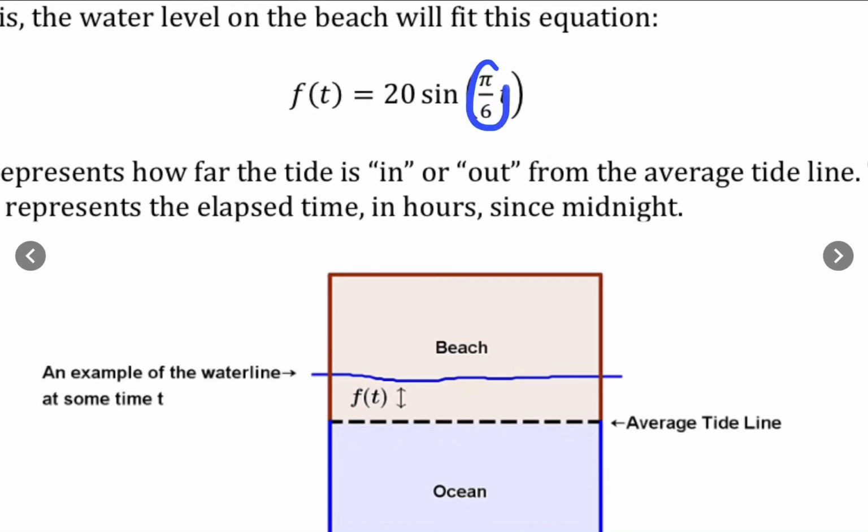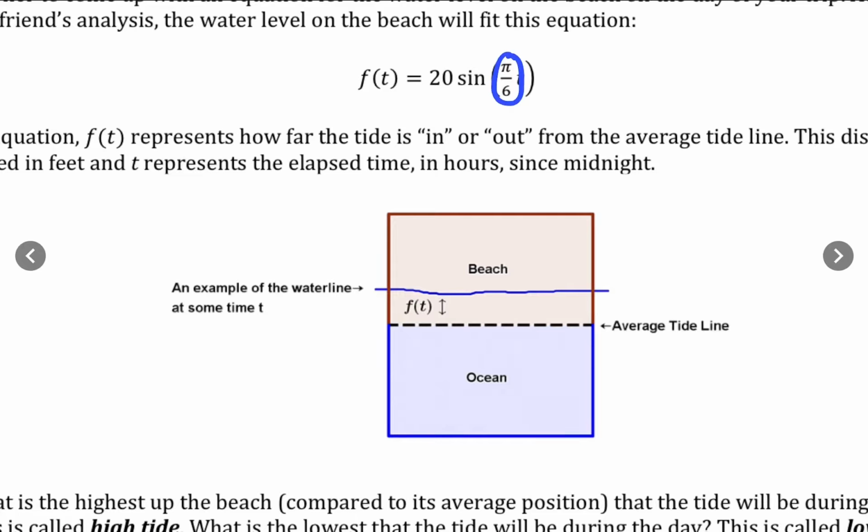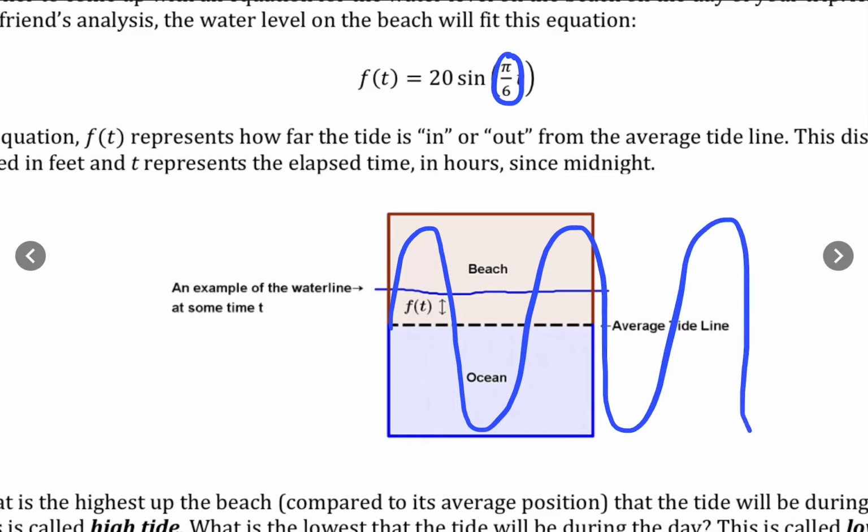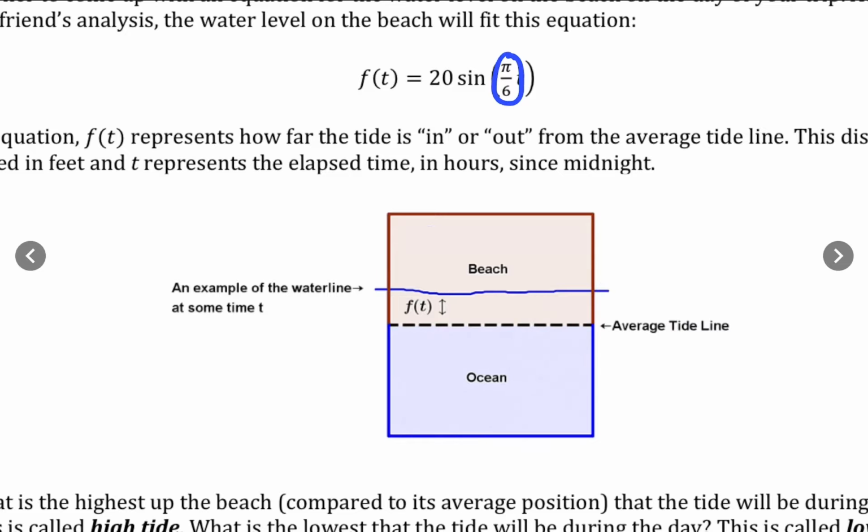period. That's going to say how often the tides go in towards the beach, out towards the ocean, in towards the beach, out towards the ocean. Think about that as controlling how many times in a 24-hour period, in a 12-hour period, how many times a day we're going to see that cycle of high tide, low tide, high tide, low tide.